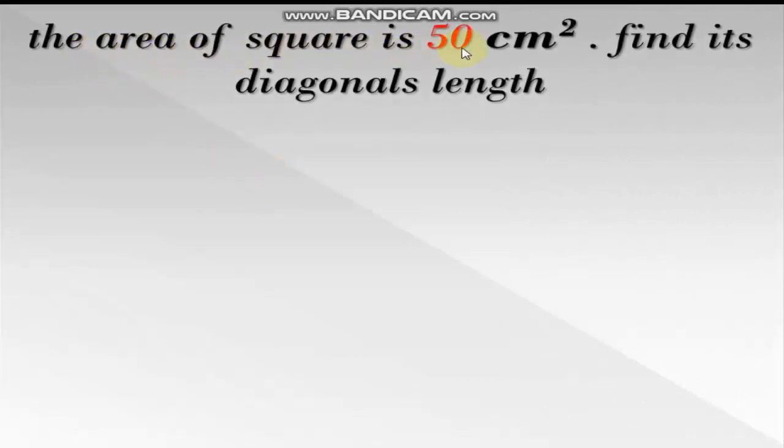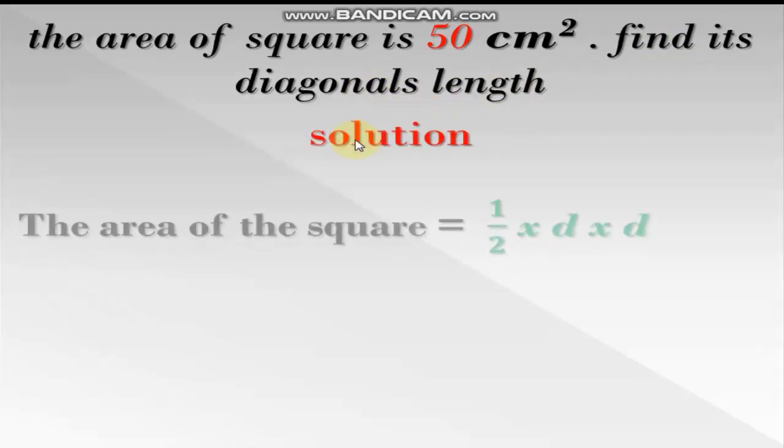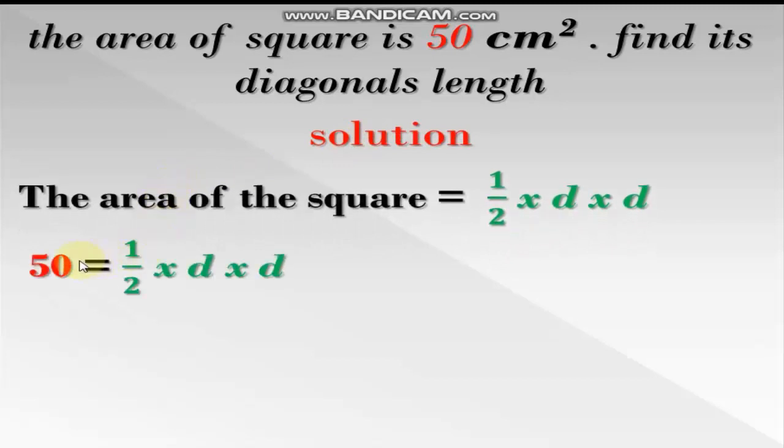The area of a square is 50 centimeters square. Find its diagonal length. We know that the area of a square equals half times D times D. So we can say that 50 equals half times D times D. And we need to remove the half from here. So we'll multiply 2 times 50 to move the half from here. So 50 times 2 equals 100. 100 equals D times D.